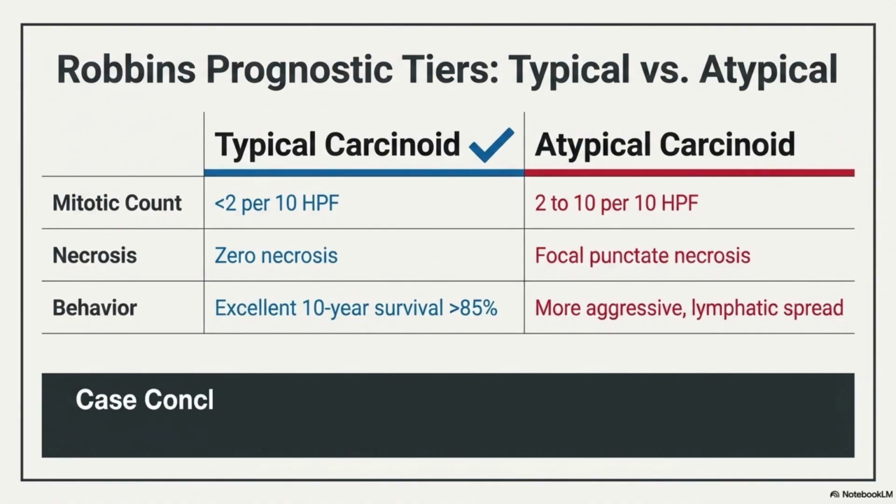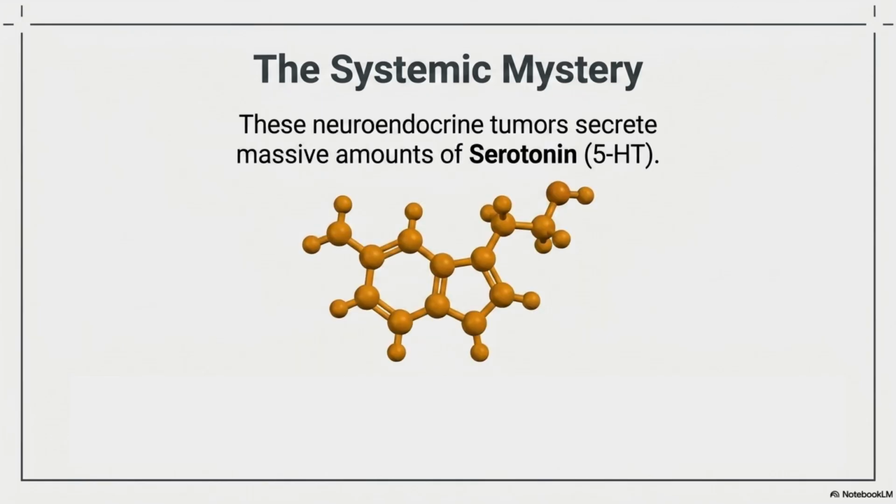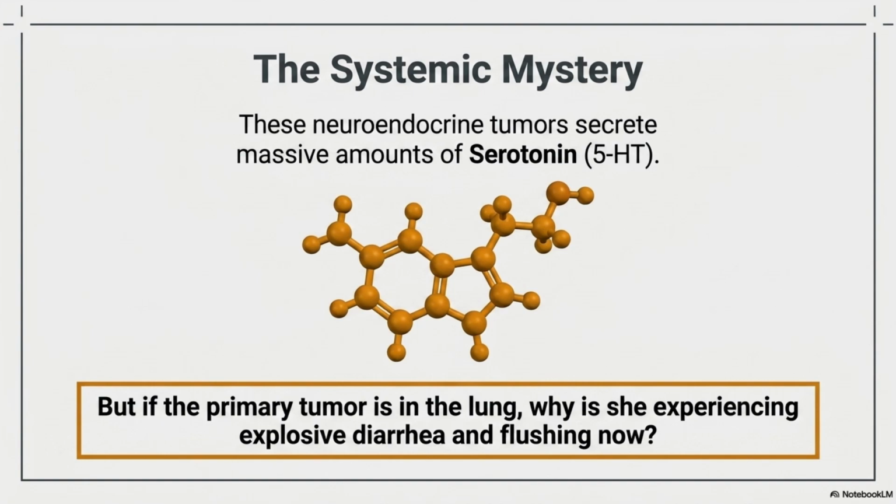For our patient, the case conclusion is clear. Her biopsy showed zero mitoses. The diagnosis is a typical bronchial carcinoid. But here is the systemic mystery we need to solve. We know these neuroendocrine tumors secrete massive amounts of serotonin, or 5-HT, but if her primary tumor is located in the lung, why is she only experiencing the explosive diarrhea and flushing now?